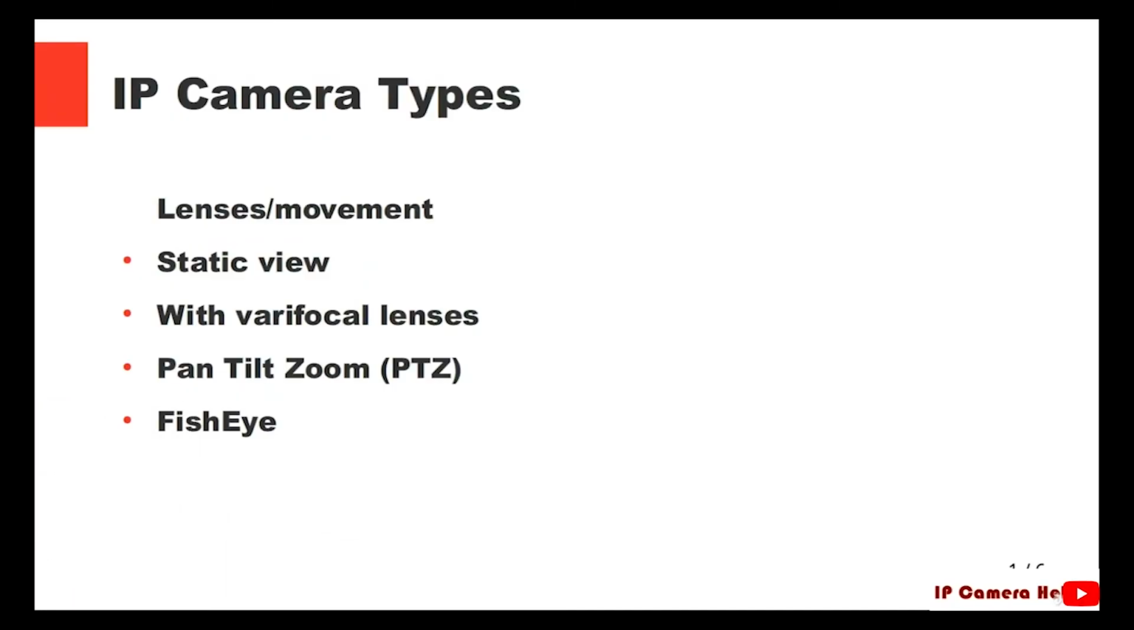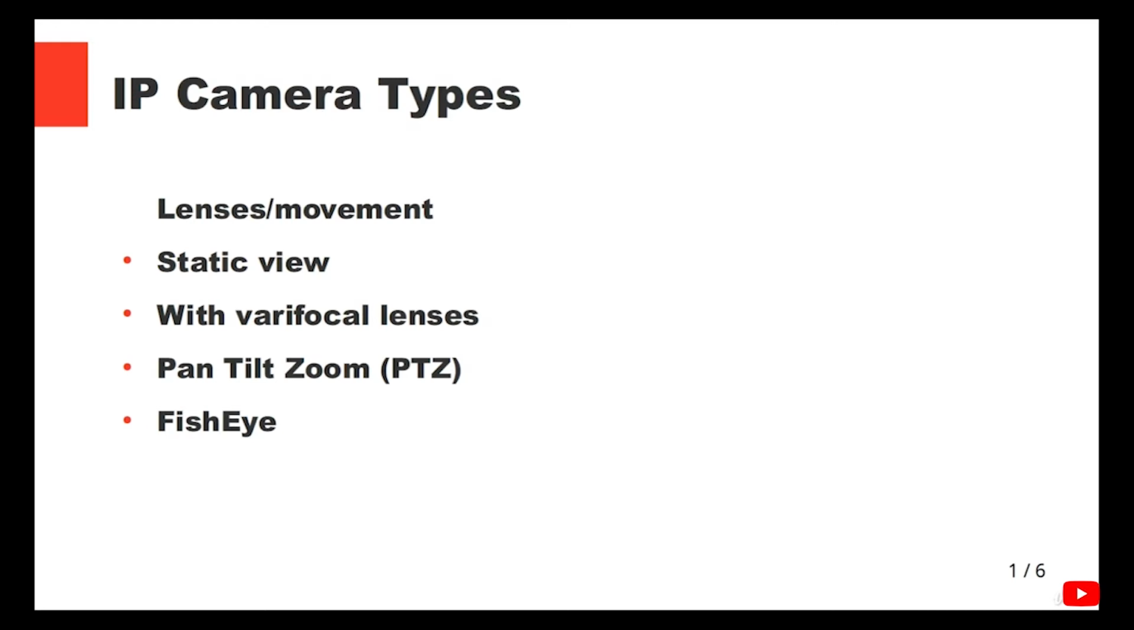Let's start talking about IP cameras. We can divide those IP cameras from different points of view. One will be from types of lenses and movement. So you can have a static view, or cameras with varifocal lenses, or you can have PTZ camera or fisheye camera. There's more than that, but let's say that's the most common.